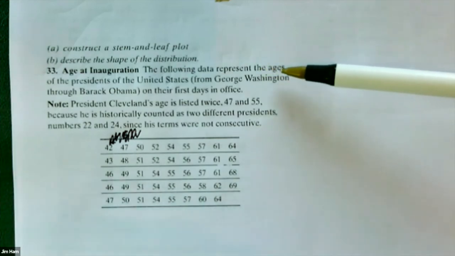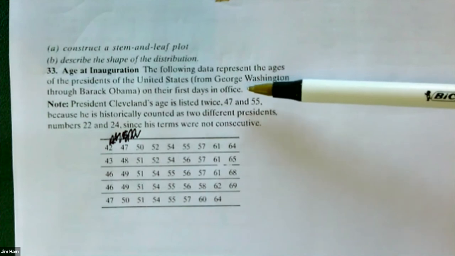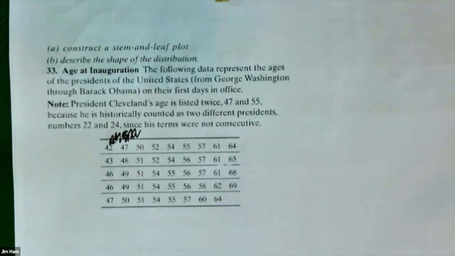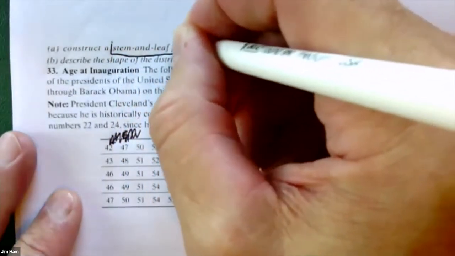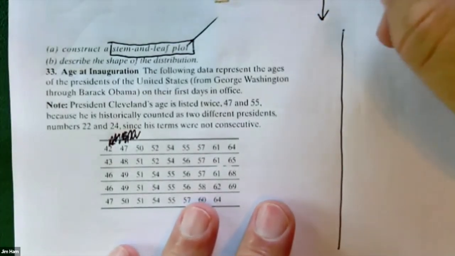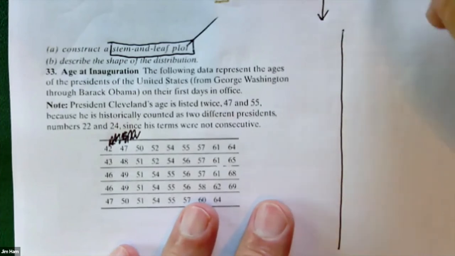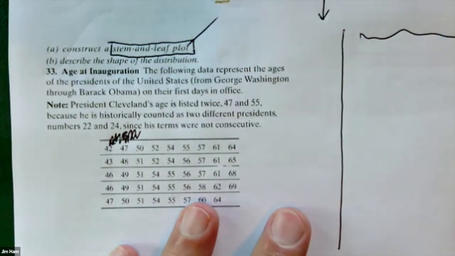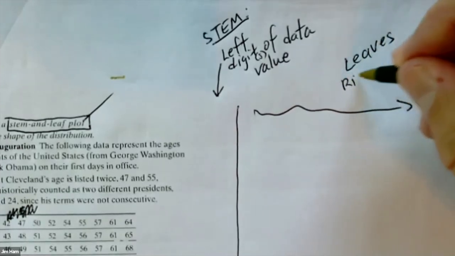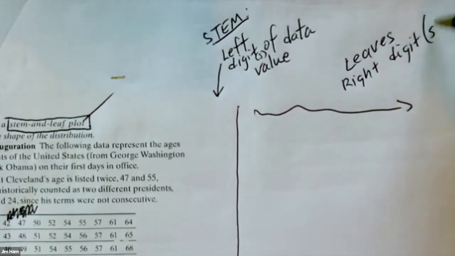But the data involves presidents on their first days in office. So it's not their age in their second term if they happen to have a second term, with the exception that President Grover Cleveland's age is listed twice because there was a gap between the first time he was president and the second time. So here you see them. Now, the graph I want to focus on here is the stem and leaf plot. In a stem and leaf plot, we have the left digit of the data value, and sometimes it's digits, and this is the stem, and all of the leaves here are the right digit, or sometimes digits, of the data value.